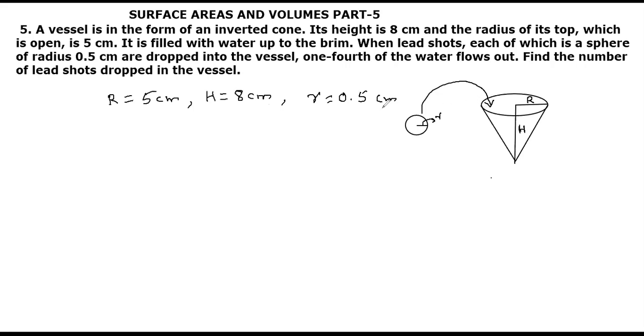So that means, suppose that we are putting n lead shots into the inverted cone, small n, let n be the number of lead shots put in the inverted cone so that the water flows out. How much water flows out? 1/4 of its volume. So that will be equal to the volume of n lead shots.